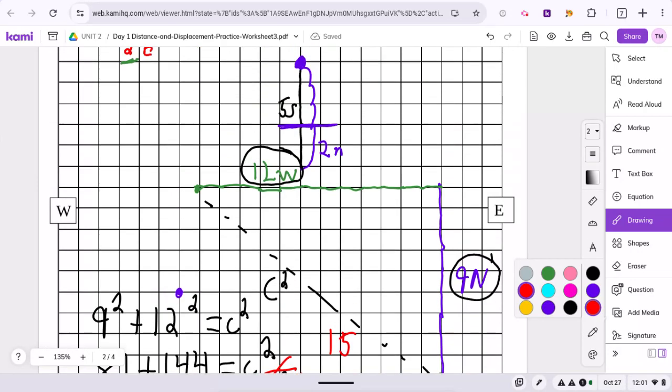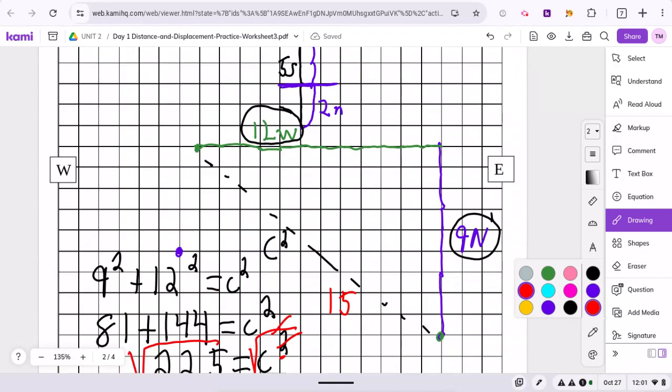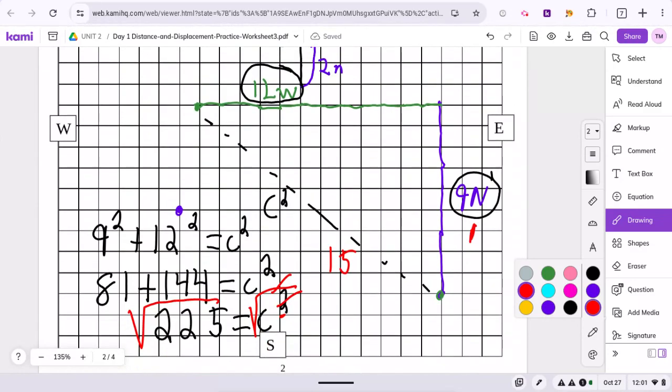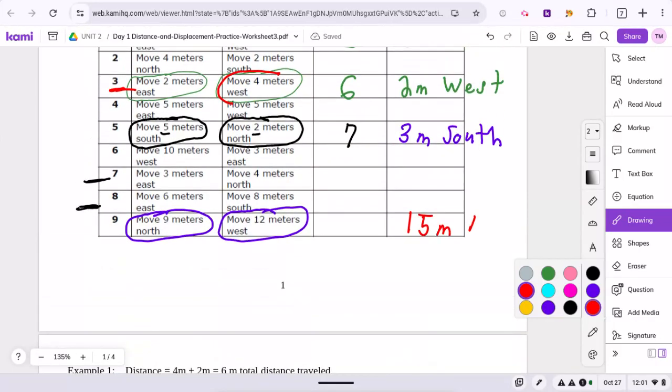So the displacement would be 15, and that would be, from your original point, 15 meters northwest. And the total distance is 21. I'll do one more of those with you.